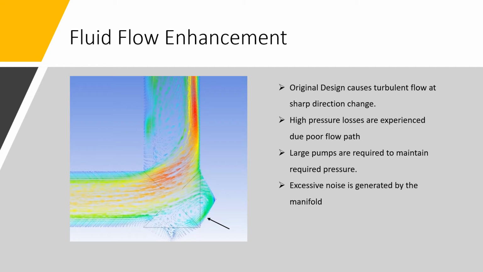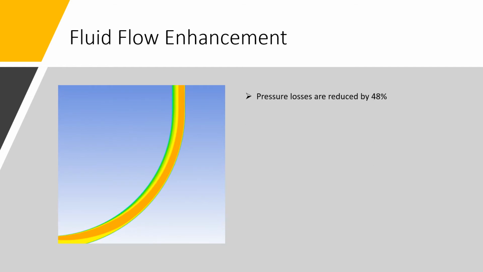Further to this, the turbulent flow creates excessive noise and vibration, which can reduce the life cycle of equipment and promote leaks, as well as causing an unpleasant working environment. By adopting the curved channel, which can be produced by additive manufacturing, the flow path is much smoother. This results in a reduction of pressure losses of 48% in this case, and the elimination of turbulent flow.